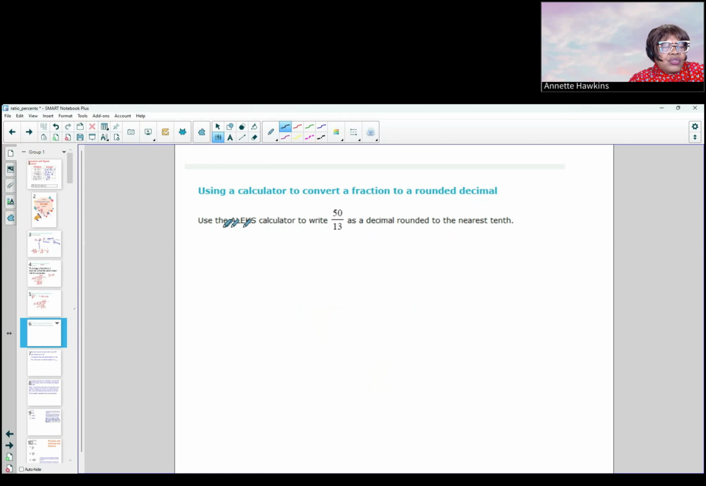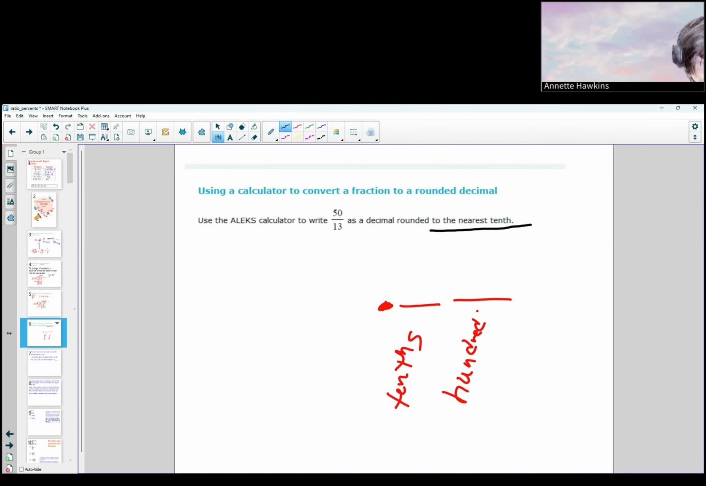All right, let's try this one. It says use your calculator to write 50/13 as a decimal, and we're going to round it to the nearest tenth. Okay. Now let's go back to our place value, tenths, hundredths. Now, why am I putting the hundredths here? If I want to round to the nearest tenth, which is here, I have to look to the right. So I have to look at the hundredths to see what that would be.